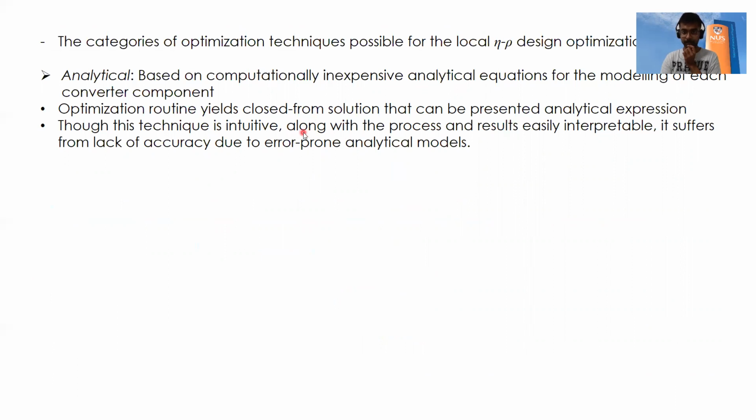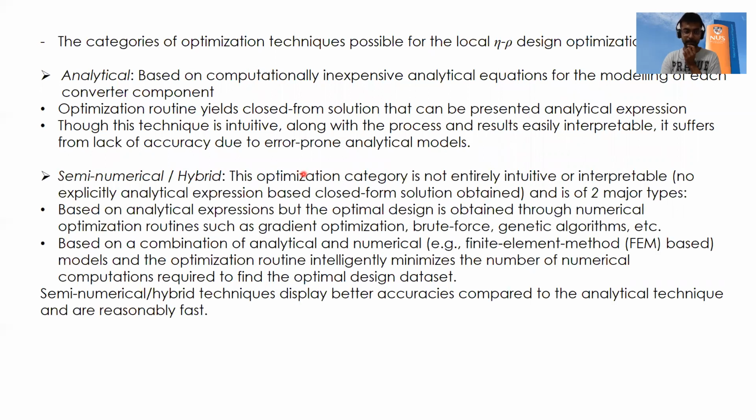But though it is intuitive, it suffers from lack of accuracy due to error-prone analytical models. Now, the semi-numerical or hybrid optimization technique is not entirely intuitive and does not have closed form solutions, and there are two major types. First one is based on the analytical expressions, but the optimal design is obtained using numerical optimization routines. And the second one is based on combination of analytical and numerical models, and the optimization routine is intelligently employed to minimize the number of numerical computations. And this displays much better accuracies and is reasonably fast.